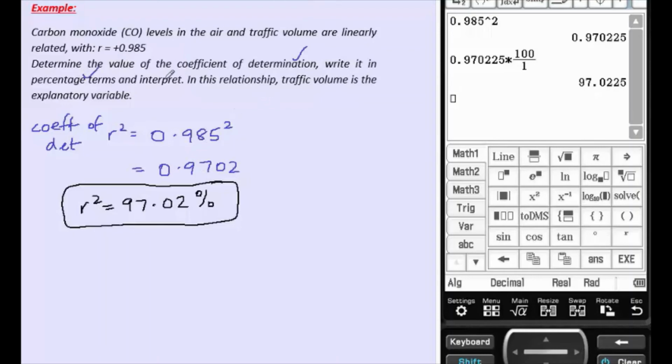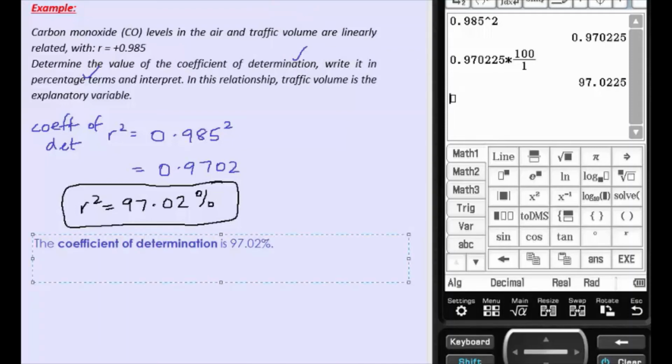And finally, I need to interpret that. Now when we interpret what our coefficient of determination is, we need to use a specific phrase. So what I'll do now is type up the specific phrase for you. I'm starting off by saying the coefficient of determination is 97.02%. Now what this means is the variation in my response variable.